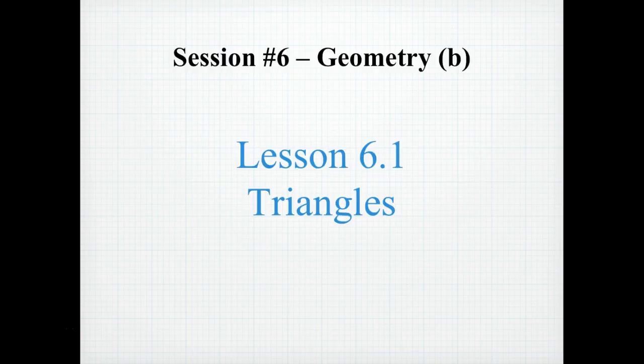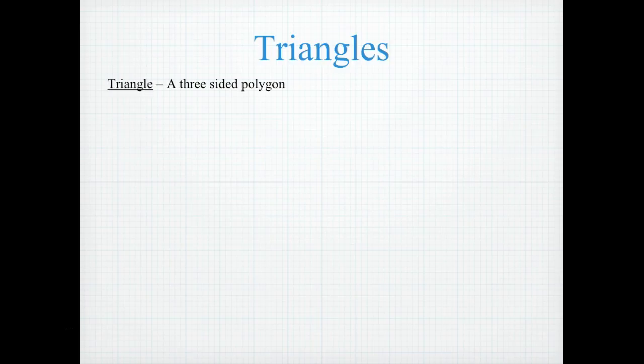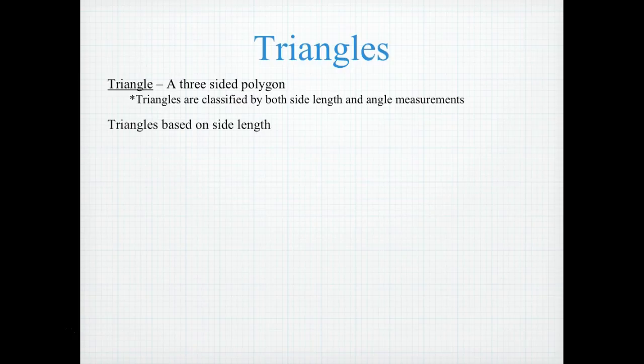Welcome to the first lesson in Session 6 on triangles. A triangle is a three-sided polygon. Triangles are classified by both side length and angle measurements. We're going to start by discussing how triangles are classified by their side lengths.